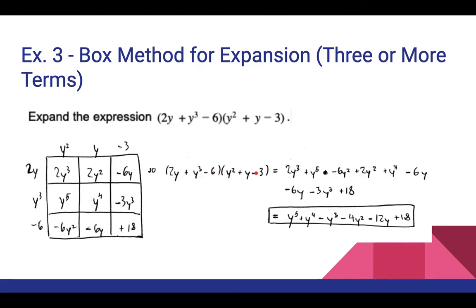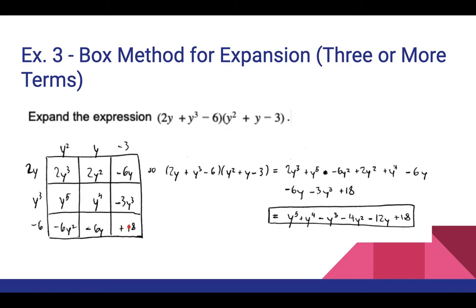So as a result, when we expand this, we're going to add 2y cubed, y to the fifth, minus 6y squared, plus 2y squared, plus y to the fourth, minus 6y. Okay, so I'm going down the columns like this. Minus 6y, minus 3y cubed, and plus 18.